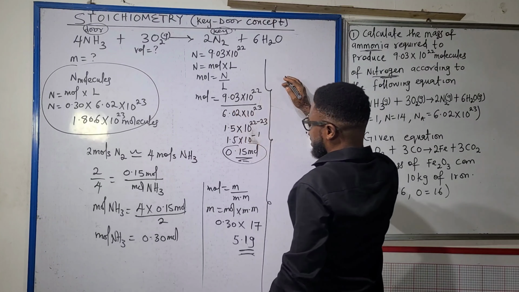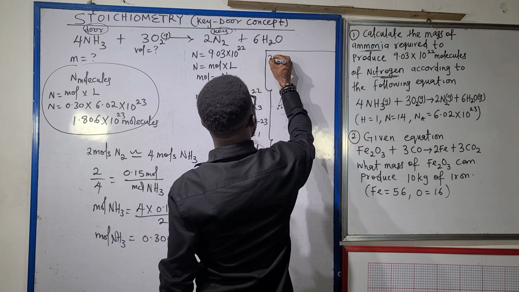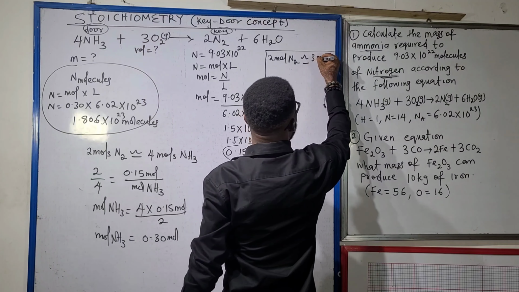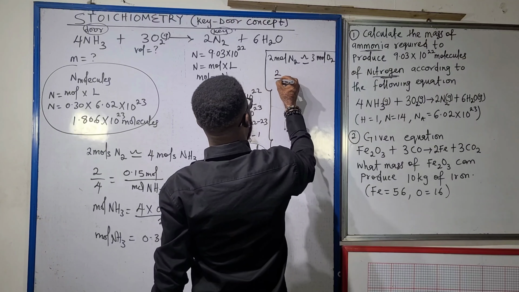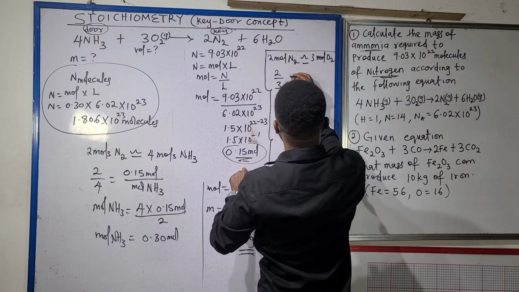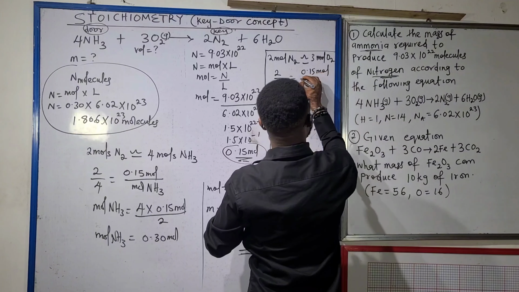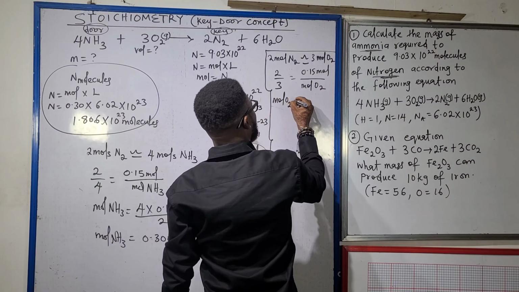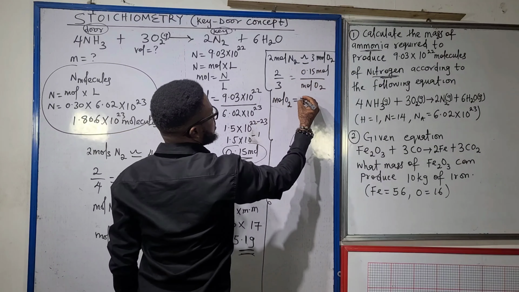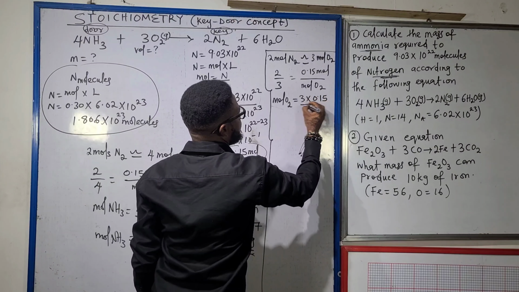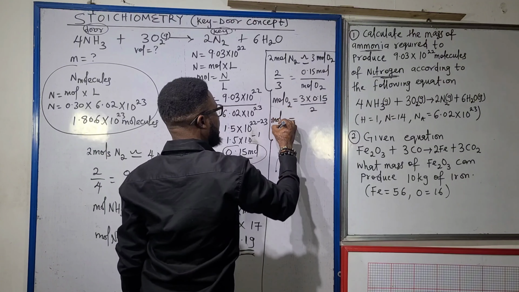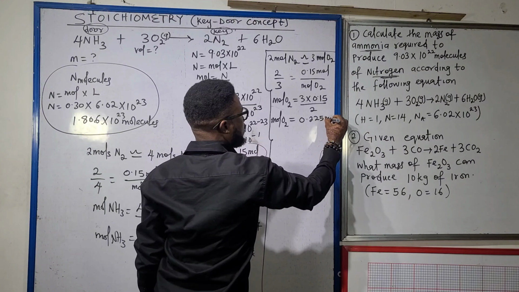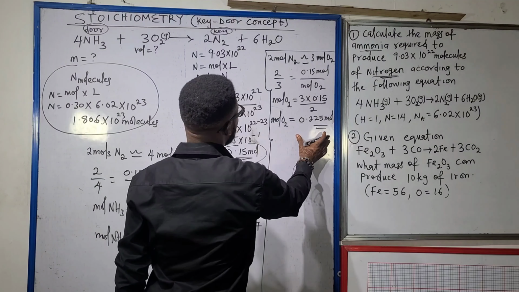So how I'm going to go about this is that I'll be saying 2 mole of my nitrogen gas is equivalent to 3 mole of my oxygen gas. So if I'm saying 2 divided by 3, then mole of this, which is 0.15 mole, divided by the mole of oxygen. So that the mole of oxygen this time is going to be 3 times 0.15 divided by 2. And that is going to give me 0.225 mole. 0.225 mole of oxygen.